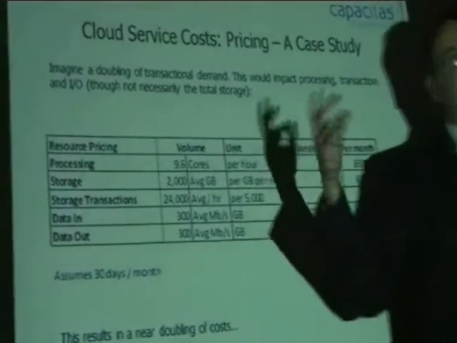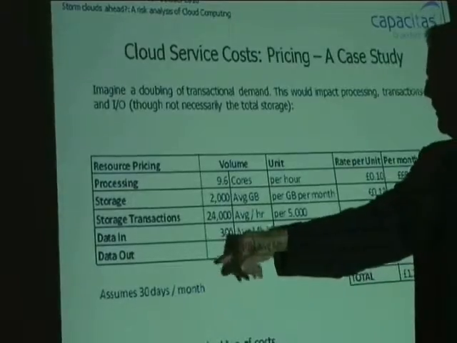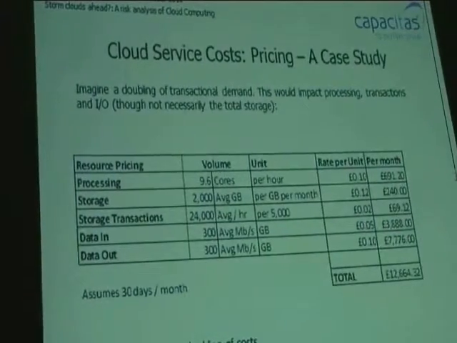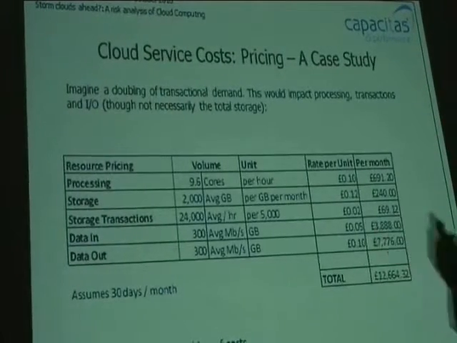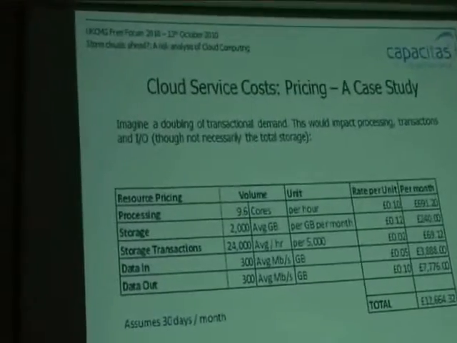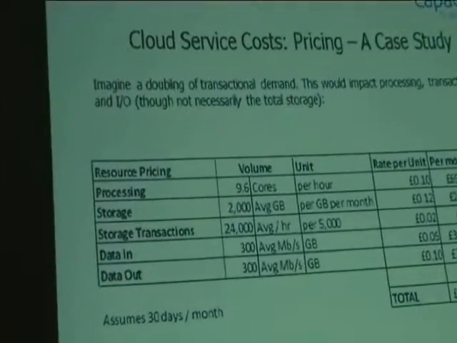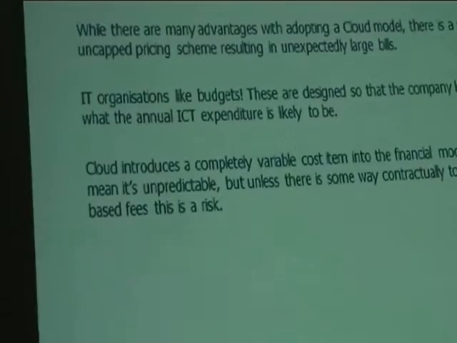So for instance, say some of these figures doubled, you suddenly saw an upturn in processing, the amount of storage, transactions and data I/O all doubled. It ends up in virtually a doubling of costs as well. So you may think, well, that's fine, that's easy, that's understandable. That's great for a private sector organisation.